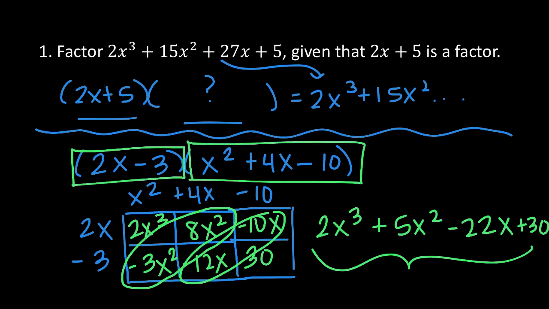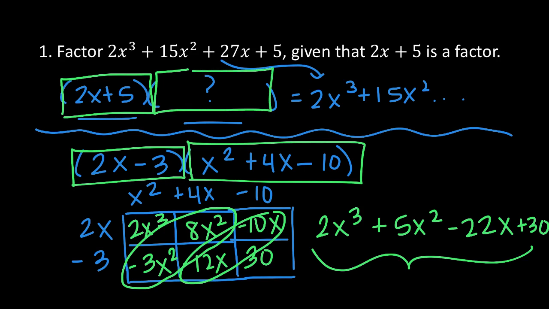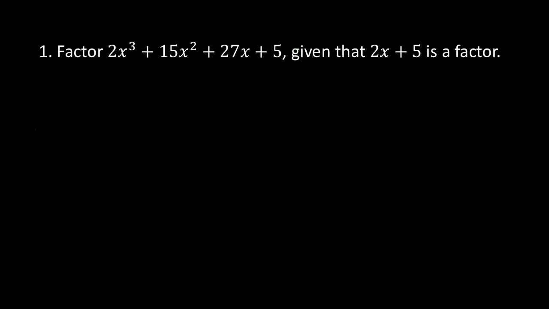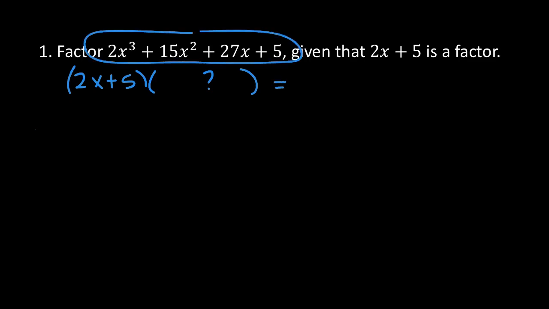Okay, so back to the problem that we're given. We have this factor, 2x plus 5. We are trying to figure out what we multiply it by to get this whole product, this whole polynomial. So let's go through that. I'm going to erase all of this. Okay, so I have erased everything, and I'm going to go back to the problem we were given. We have 2x plus 5. We're trying to figure out, again, what we multiply 2x plus 5 by to equal this. So I'm going to use the area model.